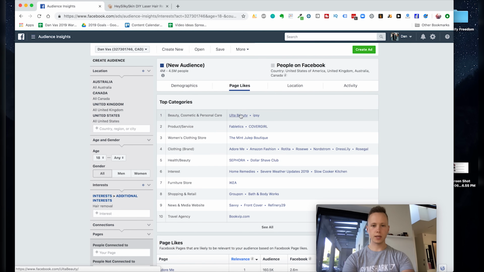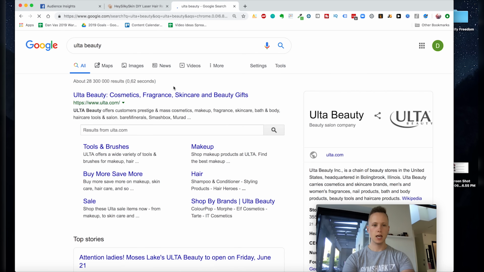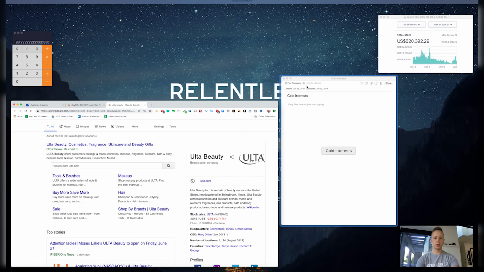So Ulta Beauty, let's take a look. You just want to search it up if you don't know what it is. So it looks like it's some fragrance cosmetic store. So yes, that would be perfect for our product.